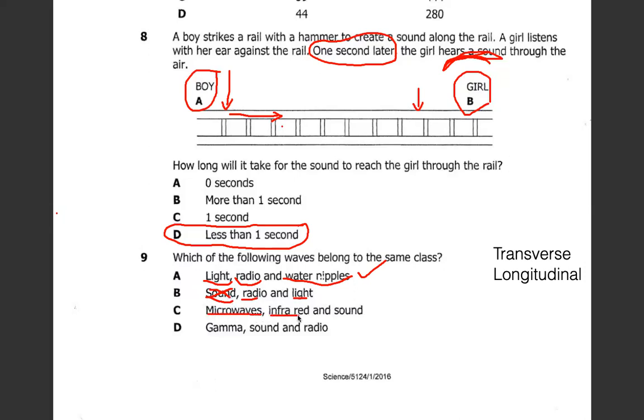Microwave, infrared are both transverse, sound is longitudinal. So the same thing happens here. The appearance of sound makes it impossible for these three answers to be correct, because sound is actually longitudinal. The rest of them fall in the transverse class. So therefore, A, which contains only transverse waves, is the answer that we are going to settle for.